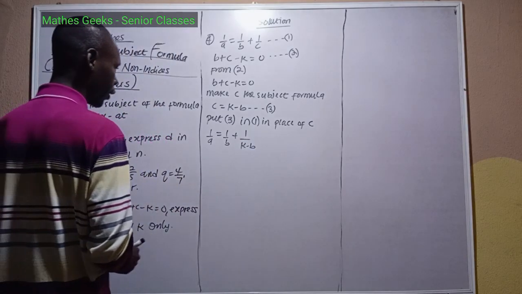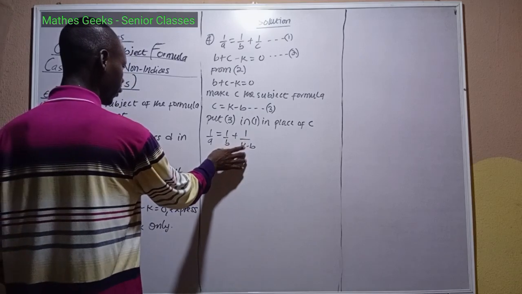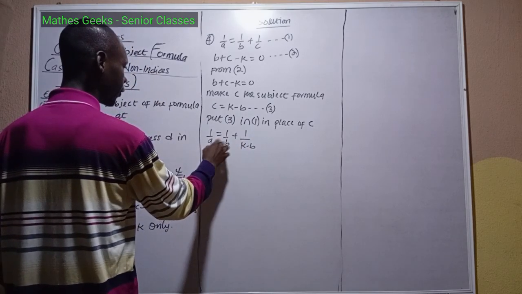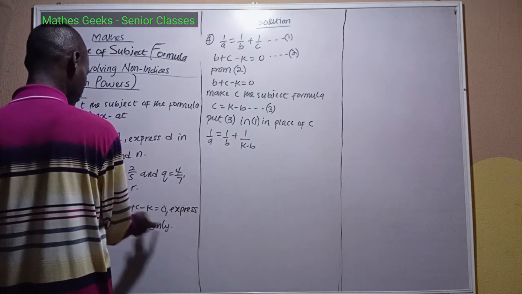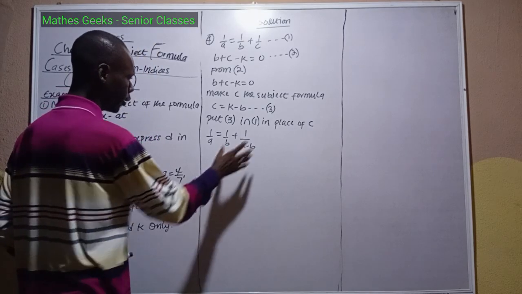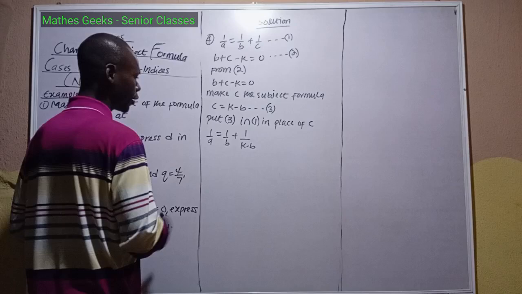Okay, so that's why when A is eventually made the subject of the relation, our answer will be in terms of B and K only. There will be no C in the final result. That's what the question implies. So here, let's get the answer. This is a fraction, so let's simplify this part.